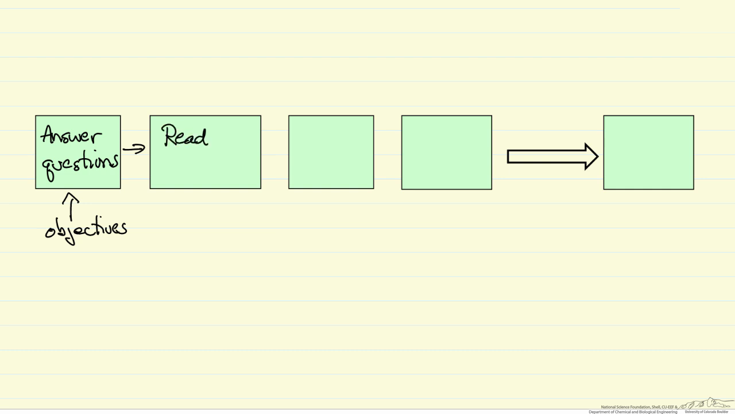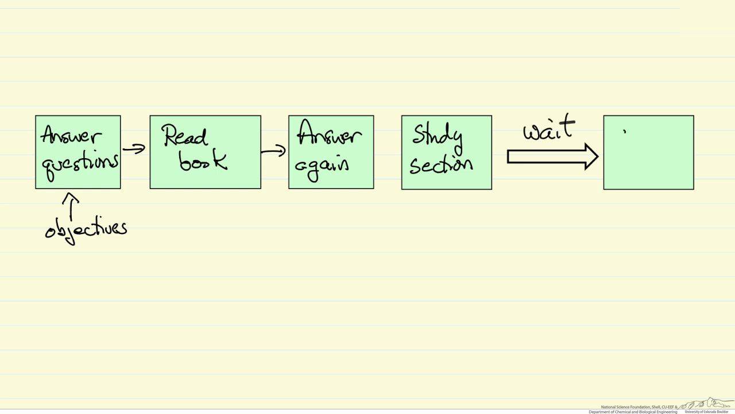Now you read the book. And then you try and answer again. So you're trying to answer the same questions, but now you've read the book. And the idea then is study the sections that you had difficulty answering, and then wait, and then try and answer again. And you expect, of course, to see improvement. You've now tried several times.